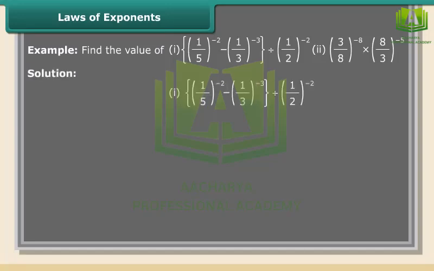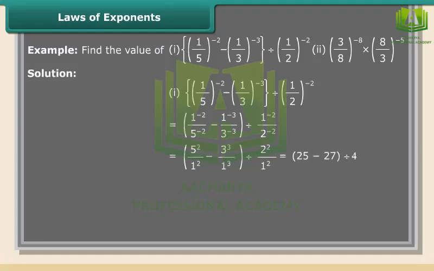Solution. (1/5^(-2) - 1/3^(-3)) divided by 1/2^(-2) is equal to (1^(-2)/5^(-2) - 1^(-3)/3^(-3)) divided by 1^(-2)/2^(-2), which is equal to (5^2/1^2 - 3^3/1^3) divided by 2^2/1^2, which is equal to (25 - 27) divided by 4, which equals -2/4, which is equal to -1/2.